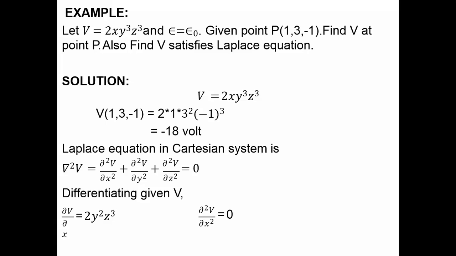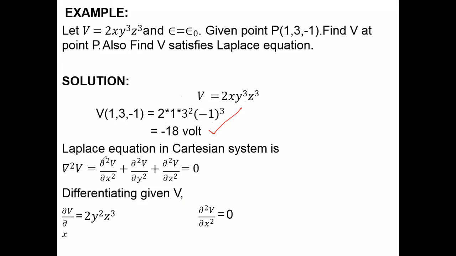So there are two parts. First, very quickly I will cover this. V is equal to this much, as given. So the potential at this point is very simple. You just put the coordinates here, and you will get this as minus 18 volt. Any problem? No, sir. Then you have to check whether it satisfies the Laplace equation.